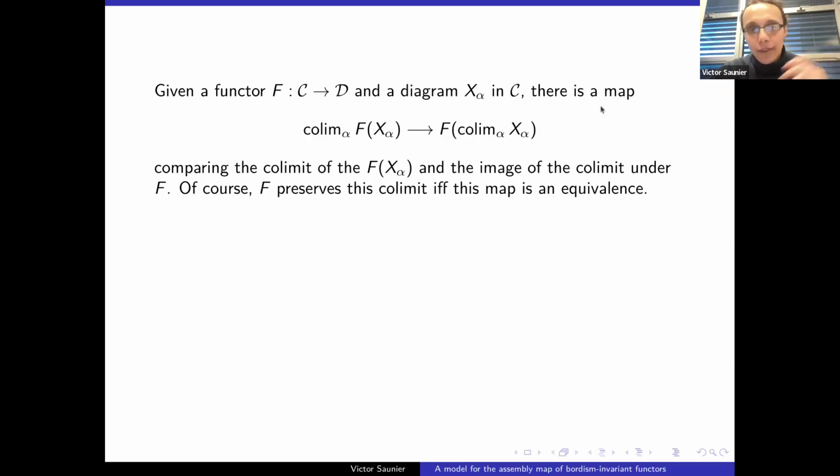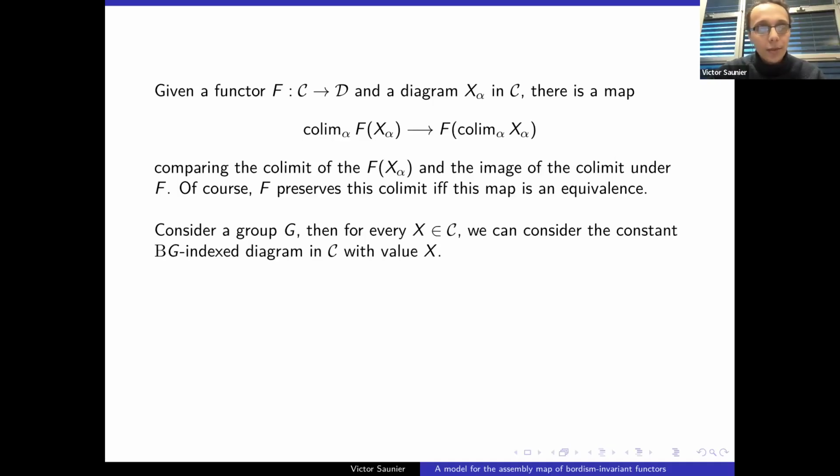So let's start with a functor F from C to D. C and D have all the colimits that you could want, and you have some diagram in C. Then you can either first take the colimit of that diagram and apply F, or first apply F everywhere and take the colimit. You have a canonical map that goes from the colimit of the F of X alpha to F of the colimit. And of course, preserving this colimit is exactly sending this map to an equivalence.